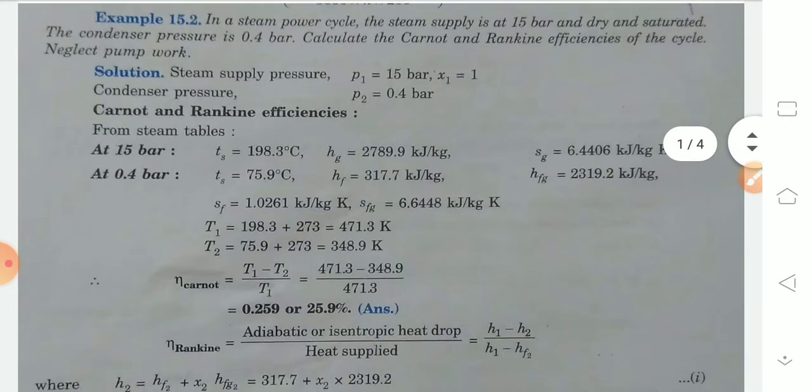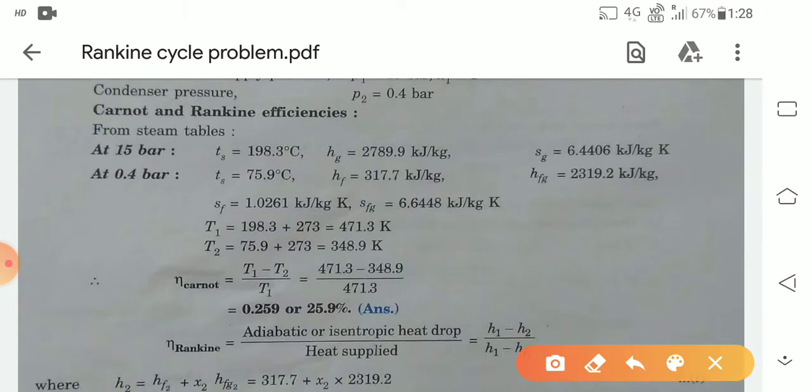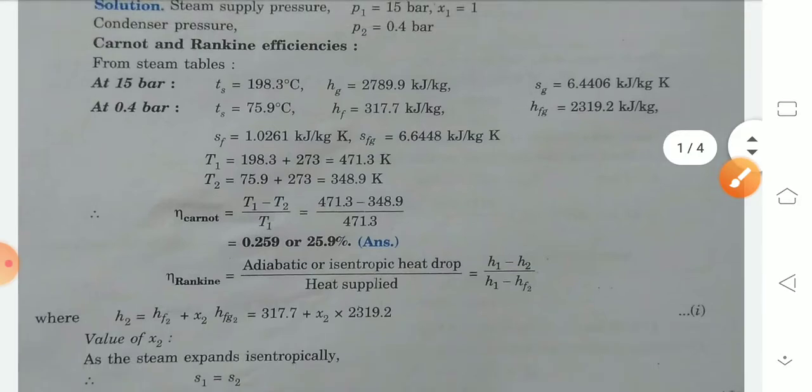So you can write all values here, and temperature also you can find using the steam table. So Carnot efficiency, you know, is (T1 minus T2) by T1, where T1 is the higher temperature and T2 is the lower temperature. So higher temperature minus lower temperature divided by higher temperature. So you can find the Carnot efficiency of this cycle is 25.9%.